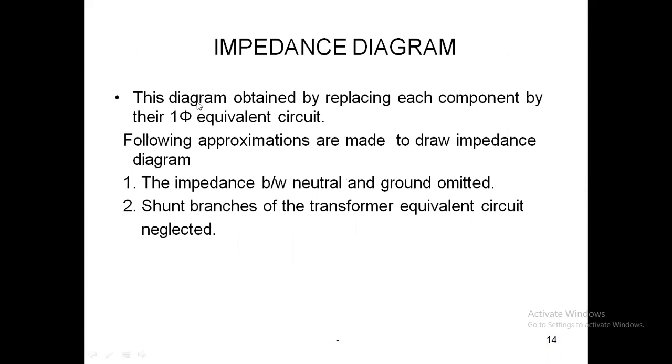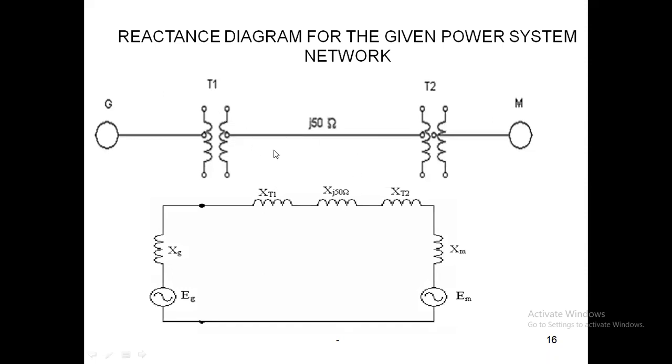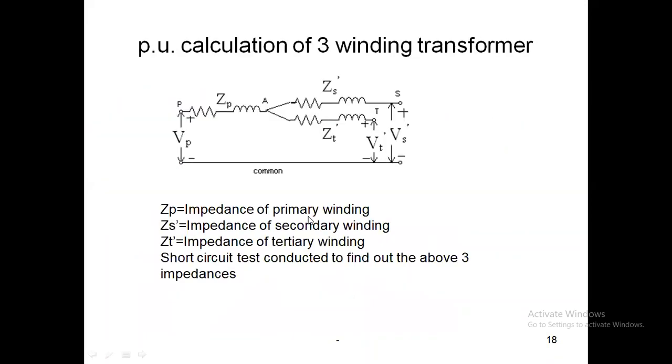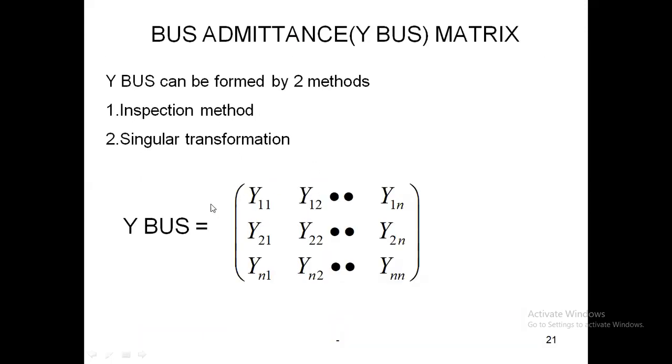After getting the per unit impedance and all the quantities in per unit, you have to draw the impedance diagram, that is the single line diagram. This is the single line diagram which is drawn for this network, and this is the impedance diagram which is drawn for this network. So for analyzing this type of network, you have to find out both the single line diagram and this impedance diagram.